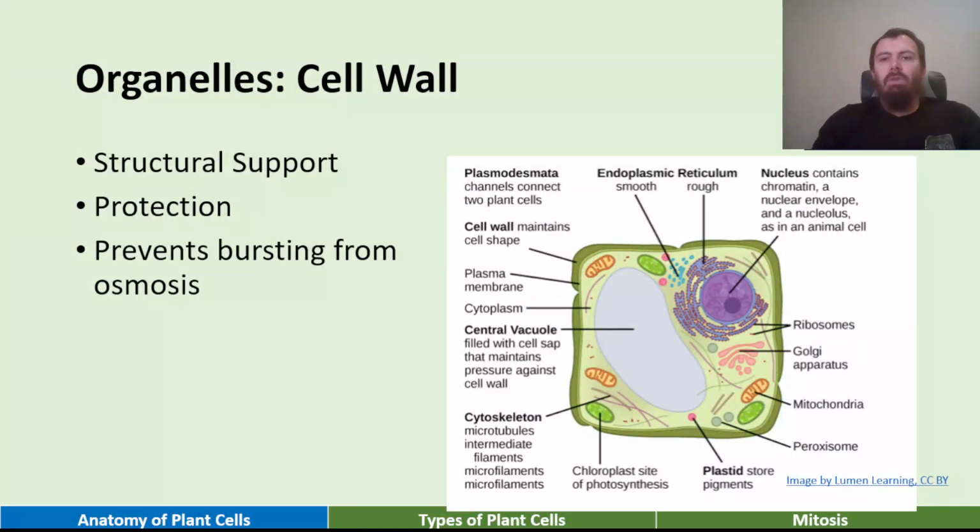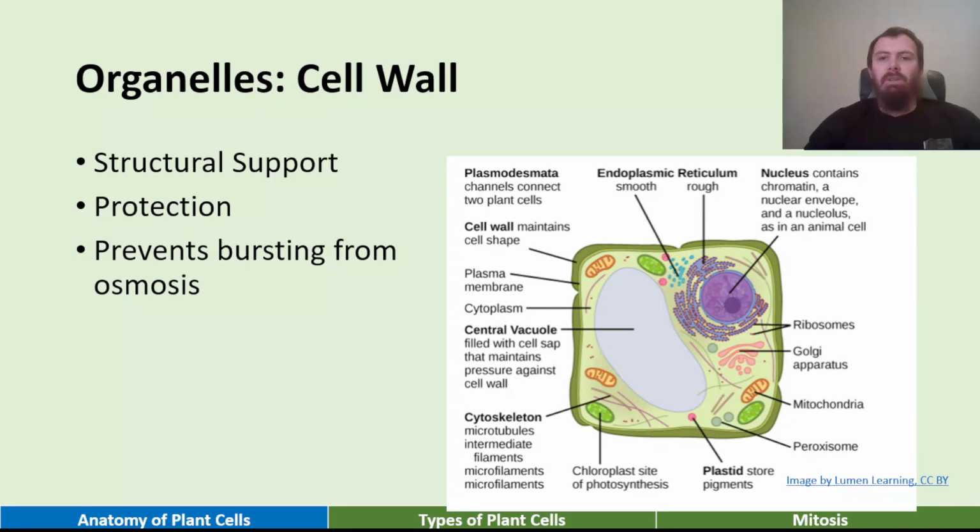So starting off with the cell wall. The cell wall is that square structure in the green right here. You can see that. That gives support to the cell. It allows the plant to build up. It has basically bricks, good structural support, and it gives it protection. It also is going to prevent it from bursting.